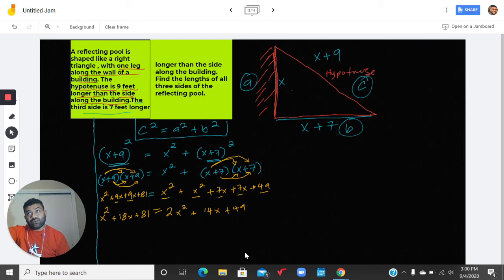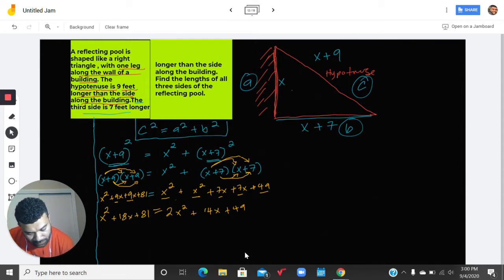So if the side of the wall is x, if it's 9 feet longer, it's going to be x plus 9 that gives me the hypotenuse. And for the horizontal, it says it's 7 feet longer than the side along the building, so it's going to be an x plus 7. It's going to give me the length for the horizontal side of the right angle triangle. Now I hope so far we're following through, and we're going to continue with this problem.